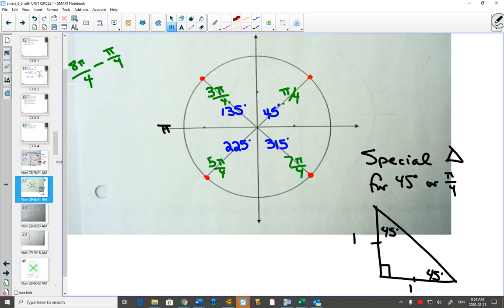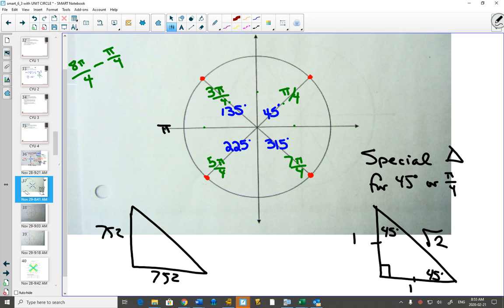What is 1 squared plus 1 squared? What's the hypotenuse going to be? Square root of 2. And we did all of that without our calculator. Okay? So if you wanted to, over here, do 752 and 752 and do a squared plus b squared equals c squared and reduce it, you get 752 root 2. Okay, perfect.